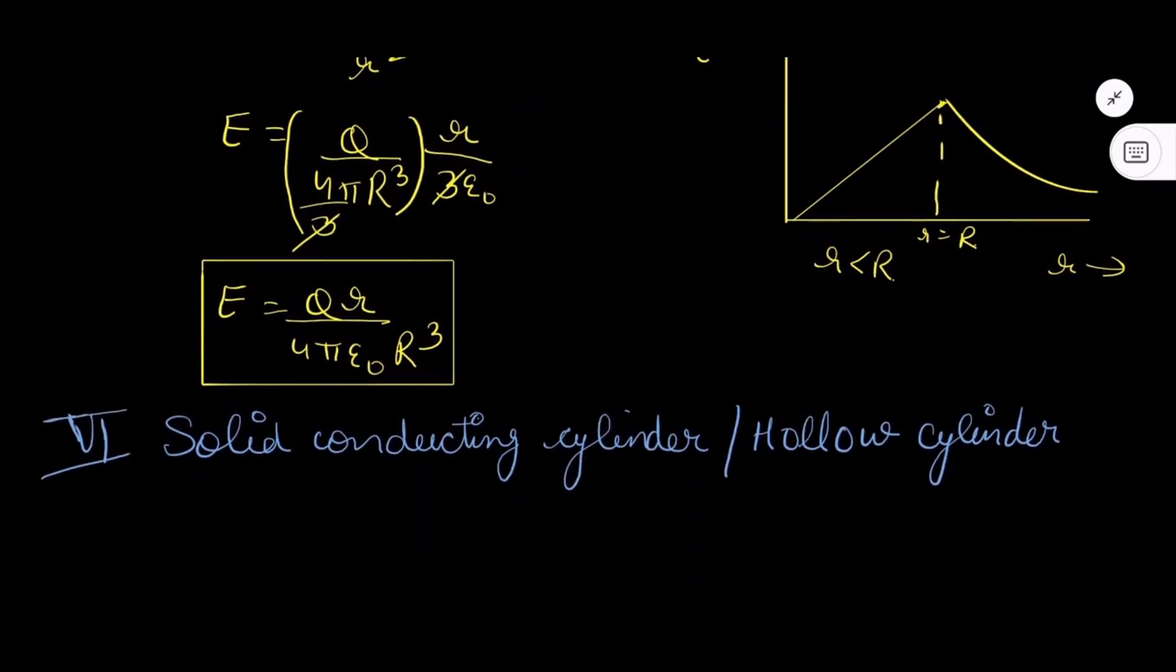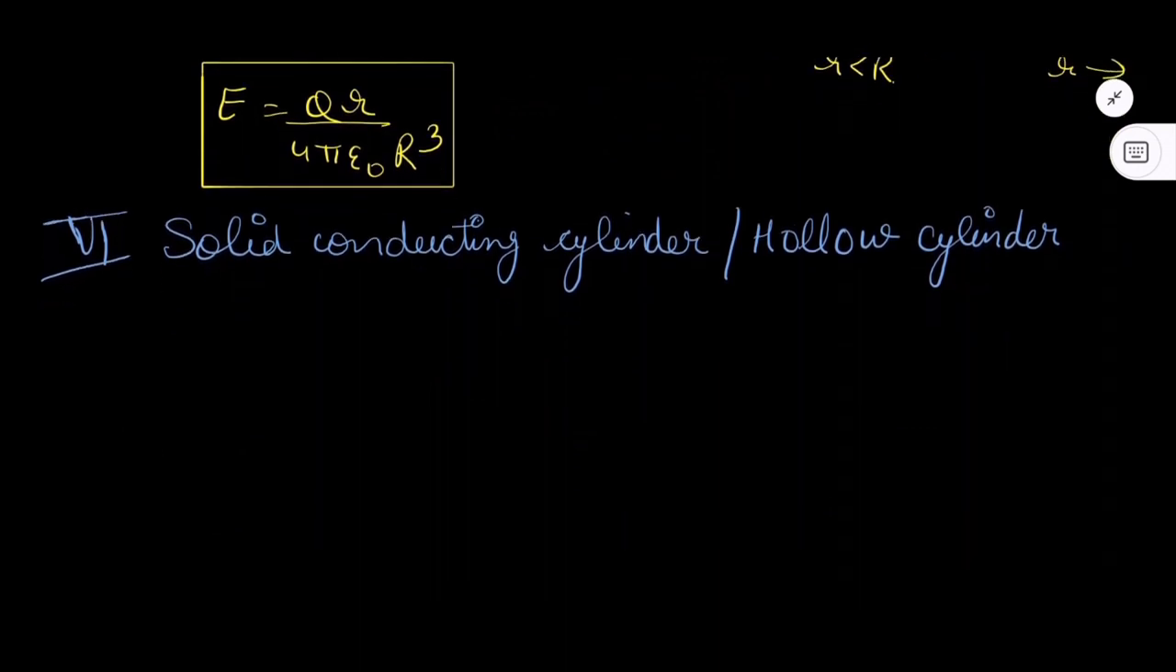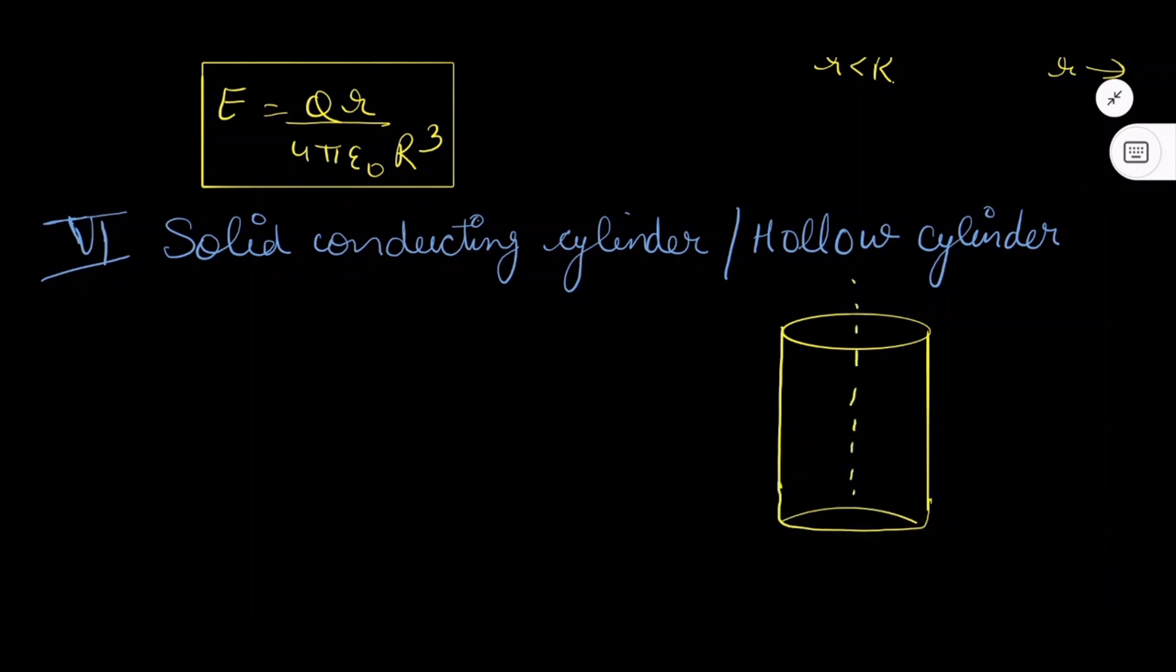Now let's solve for a solid conducting cylinder. Also we can say hollow cylinder, since the charge will be distributed only over the surface of the cylinder. So either we can have the name hollow cylinder or solid conducting cylinder. Now let me draw a hollow cylinder. Let it be of this shape, right? And this be the axis of the cylinder. As it is a hollow cylinder, the whole charge will be on the surface of the cylinder. Let the positive charge be distributed on the surface. So this is how this charged cylinder looks like.